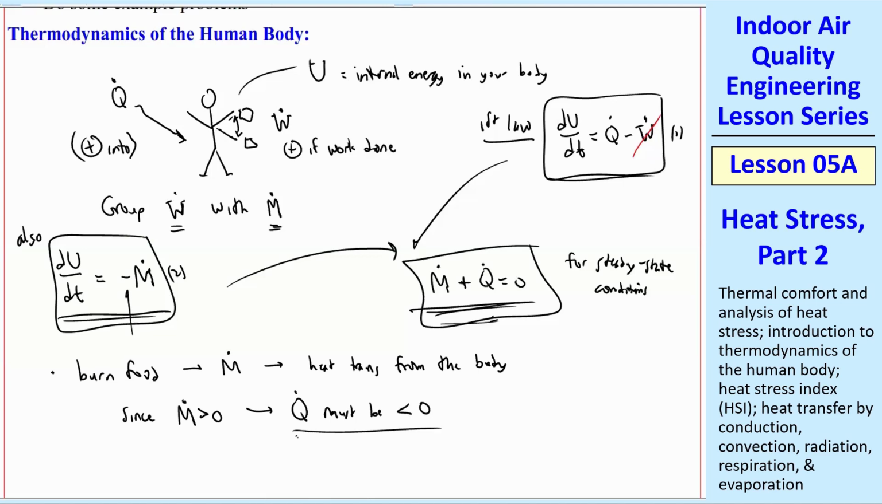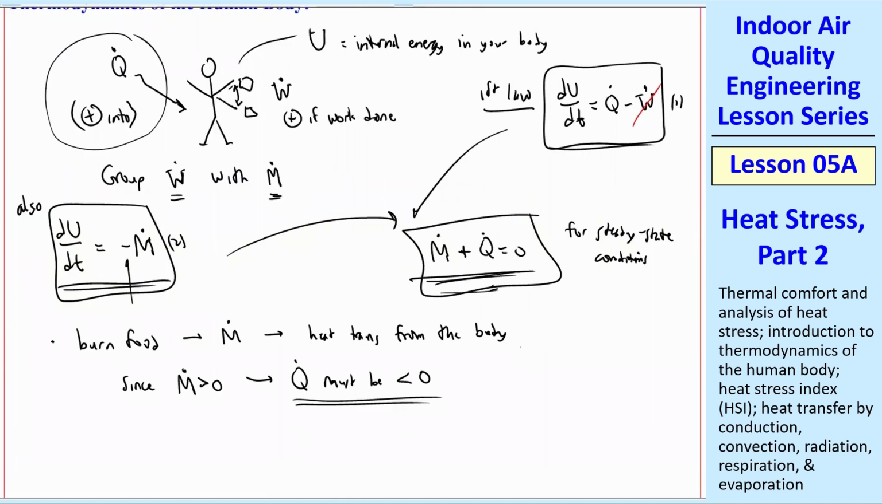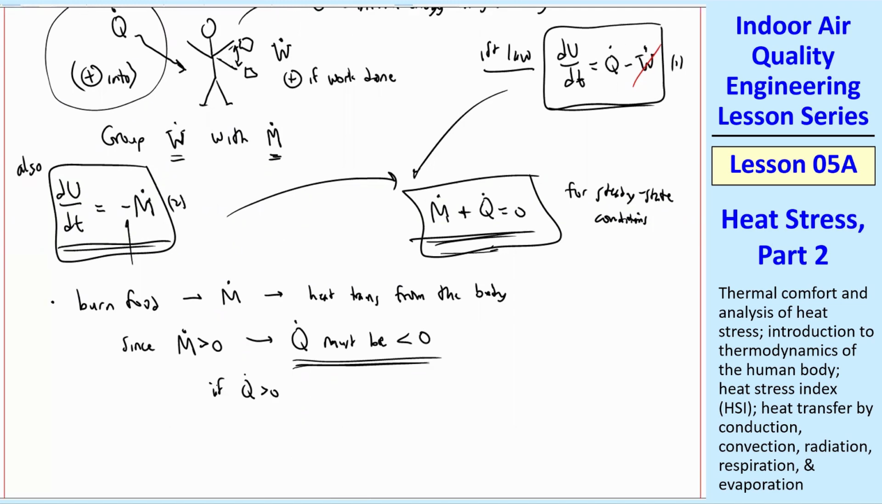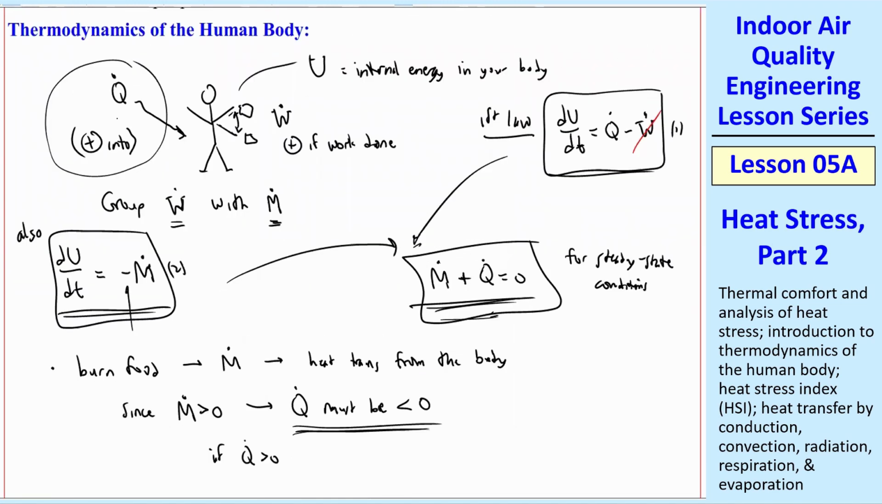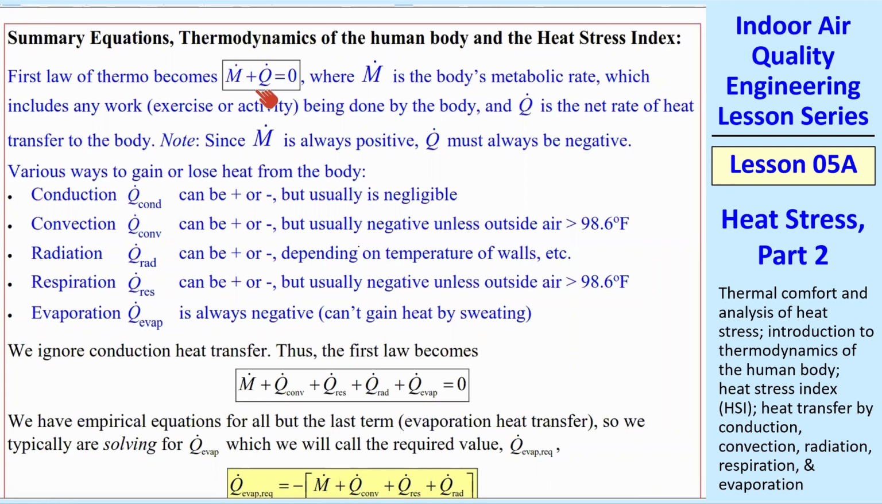So heat has to be transferred out of your body since Q dot is defined as positive when heat is transferred into your body. This is a check if when you're doing some of your calculations, make sure that Q dot ends up being less than 0. If it's not, that means that in order to maintain your internal temperature, you have to have heat coming in, which is not going to happen because you're going to freeze. We'll talk about that later. This is the equation we had, M dot plus Q dot equals 0. M dot's the body's metabolic rate, which includes your exercise and activity.